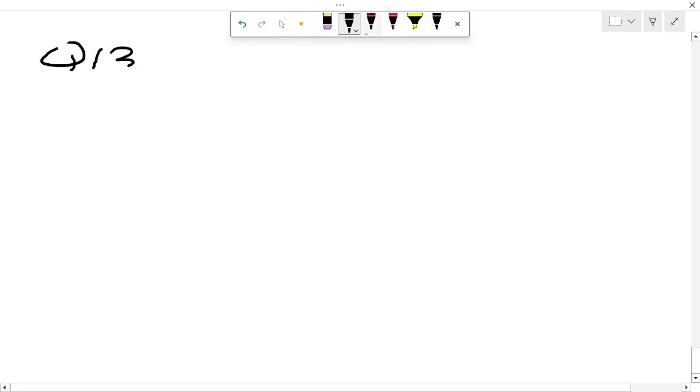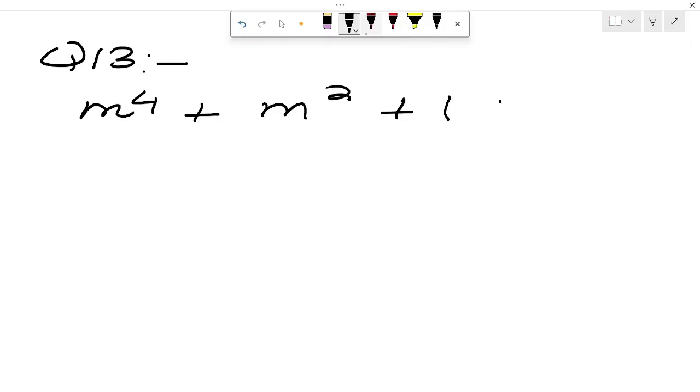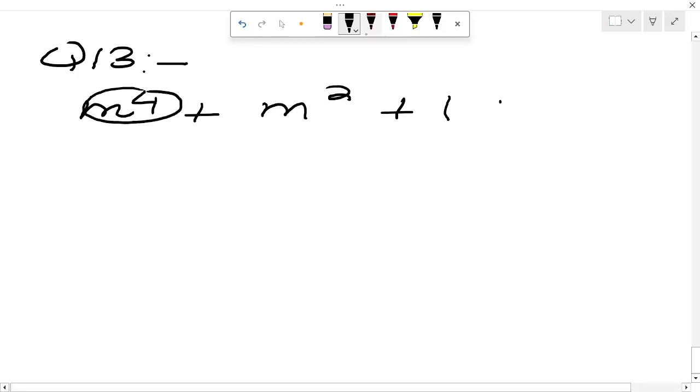Question number 13. In question number 13, it states that m power 4 is being added with m square plus 1. Okay, now as you can see from just taking a glance at this expression, you will see that we have m power 4 here, m square here. So what we will do, we will simplify them, but that is not the correct way. You need to choose two terms, two like terms. So in this case, I will choose m power 4 and 1 to avoid the hassle.